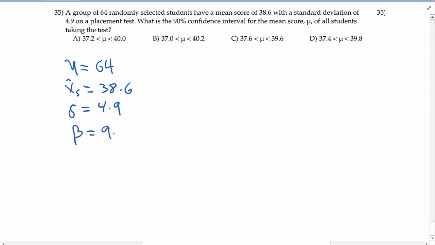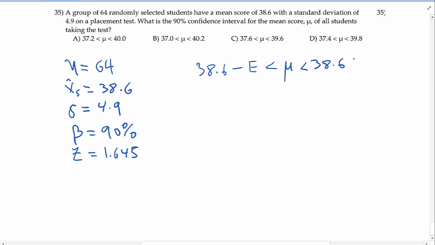So if we want to have a 90% confidence interval, the critical values for that are going to be 1.645 plus or minus, right? And so our interval is basically the mean of the sample minus the margin of error, the mean of the sample plus the margin of error. Okay, so now what is the margin of error in our case?